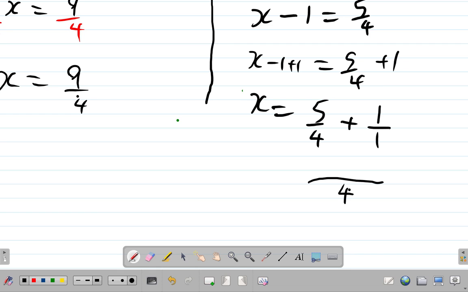4 into 4 goes 1 time, 5 plus 1 into 4. There are 4 1s in 4. 4 multiplied by 1 is 4. So what you get is 5 plus 4 is 9 divided by 4. So you get 9 divided by 4 again.